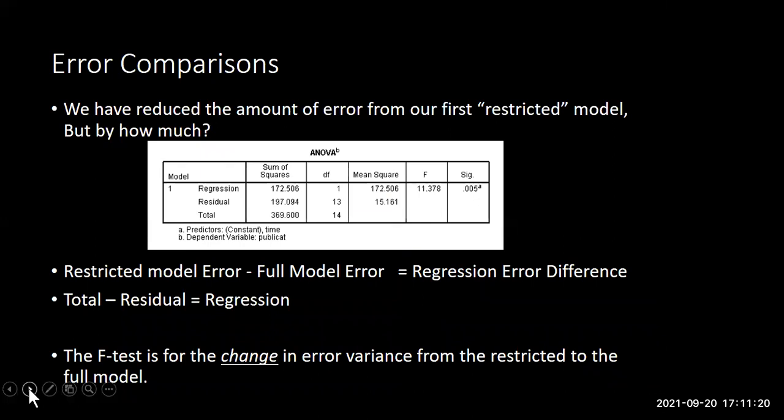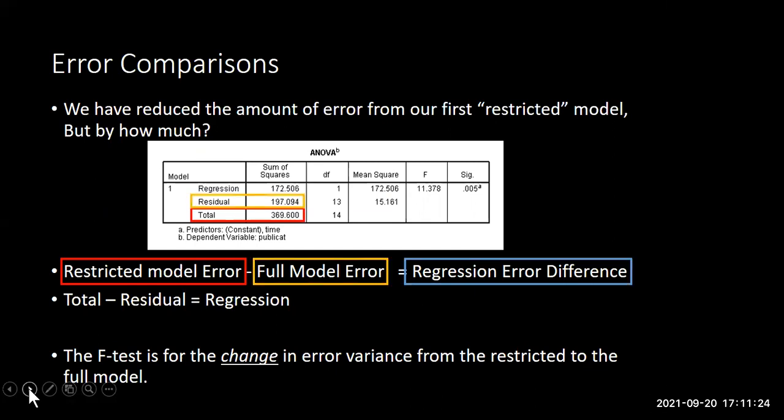So, I already did this. There they all are again. Here's another one. How much have we restricted it by? This is just hammering in the same ideas. I have the restricted model error in red, I have the full model error in yellow, and I have the regression error or the difference in blue. So the F test is for how much change happened, and was that change significantly different from zero?